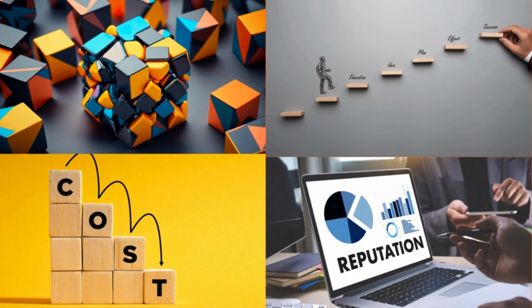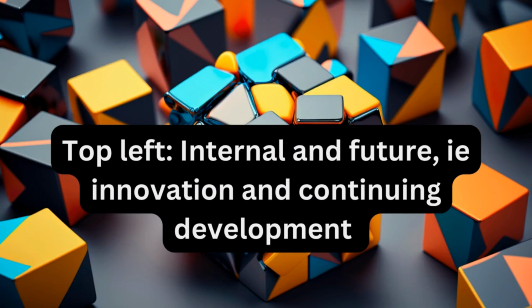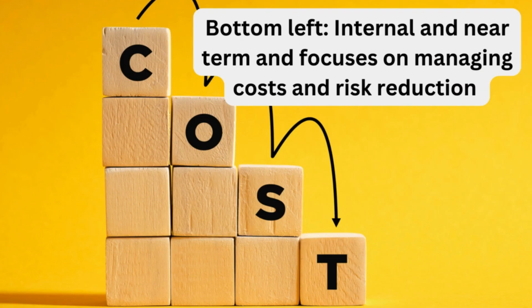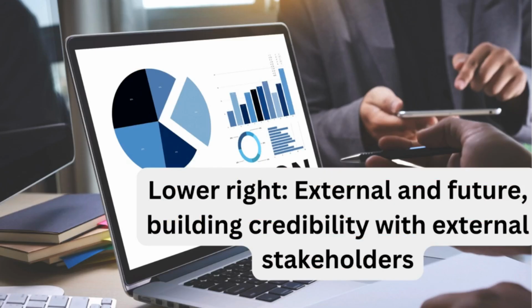So the top left refers to internal and external, i.e. innovation and continuing development. The upper right is external and future, and focuses on future performance, growth and new markets. The bottom left is internal and near term, and focuses on managing costs and risk reduction. And the lower right, external and future, building credibility with external shareholders.